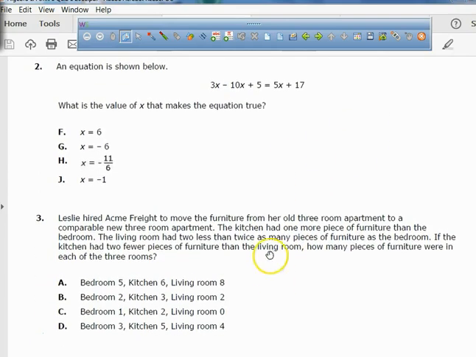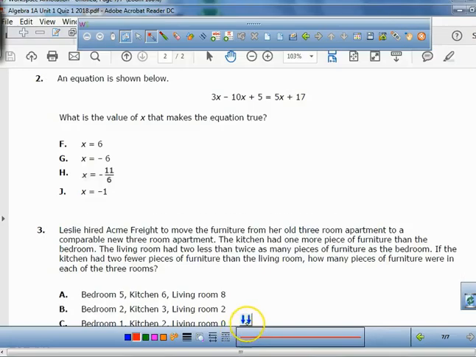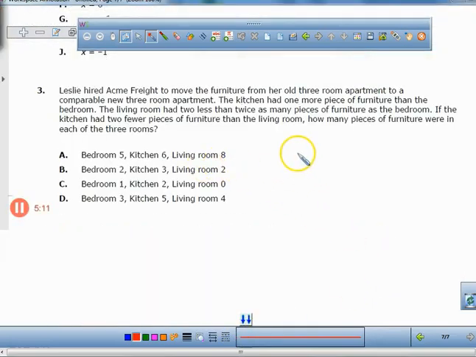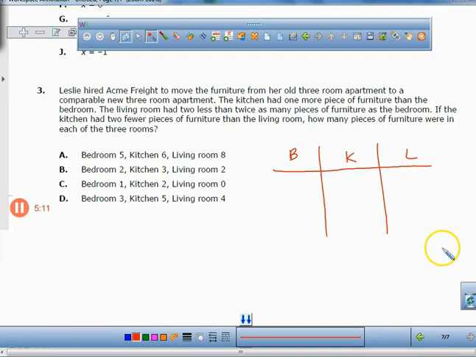Alright, now we're doing problem number 3. It says Leslie hired Acme Freight to move the furniture from her old 3-bedroom apartment to a comparable new 3-bedroom apartment. Kitchen had 1 more piece of furniture than the bedroom. The living room had 2 less than twice as many pieces of furniture as the bedroom. If the kitchen had 2 fewer pieces of furniture than the living room, how many pieces of furniture were in each of the 3 rooms?